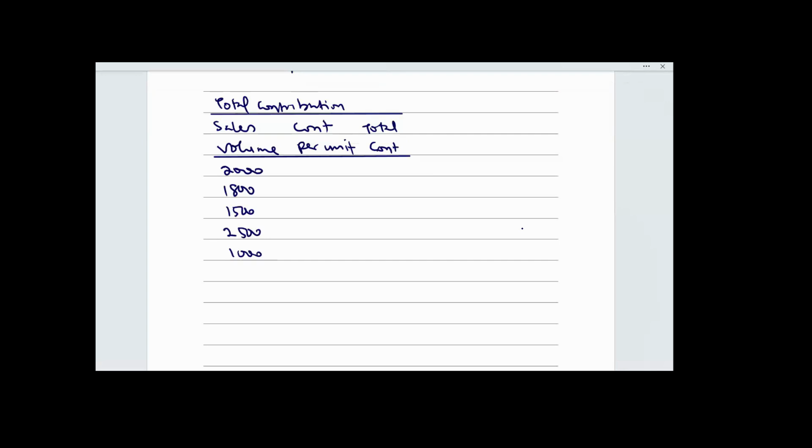Now you multiply, with the contribution per unit being 6 naira as we computed. 2,000 multiplied by 6 gives us 12,000. 1,800 multiplied by 6 gives 10,800. 1,500 multiplied by 6 gives 9,000. 2,500 multiplied by 6 gives 15,000. Then here will be 6,000. So we have calculated the cash flow now.